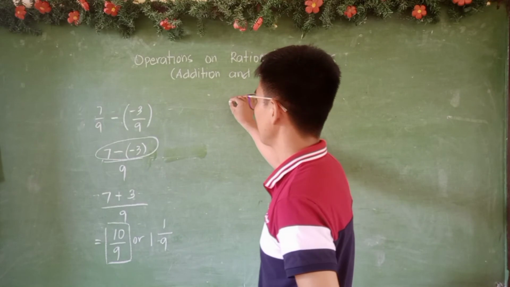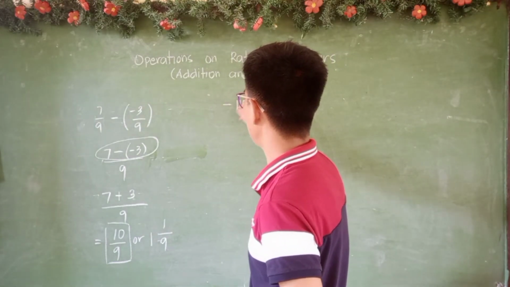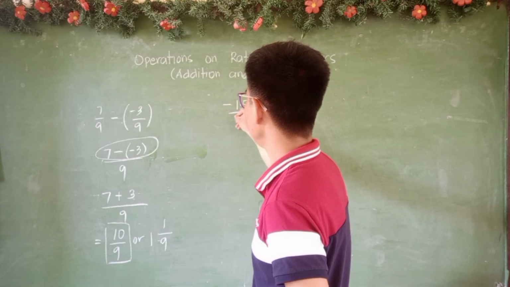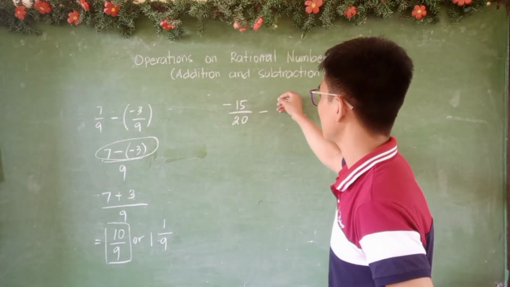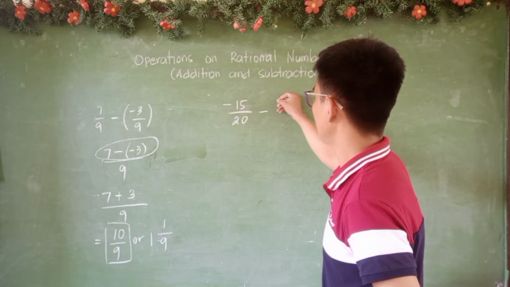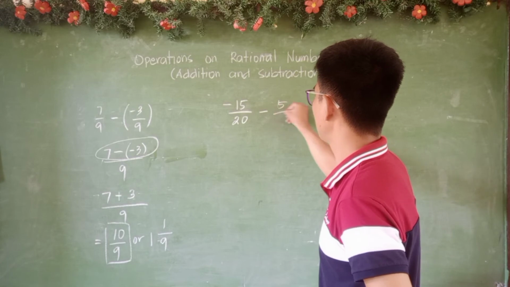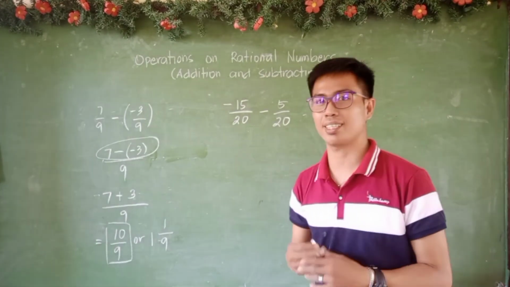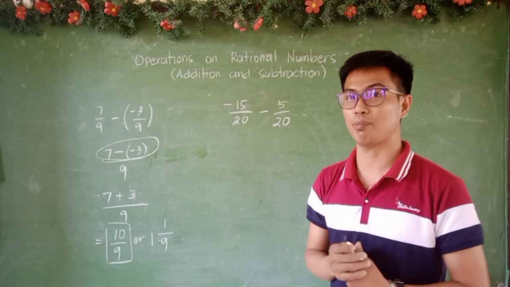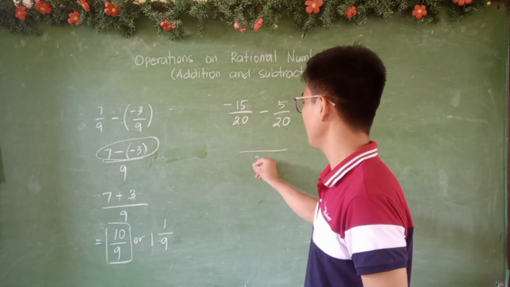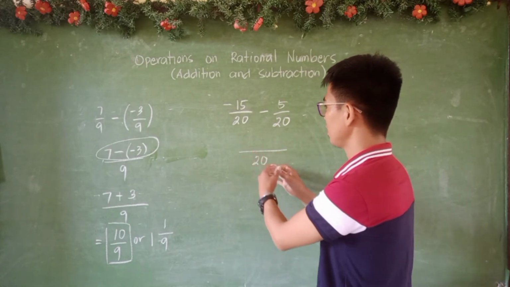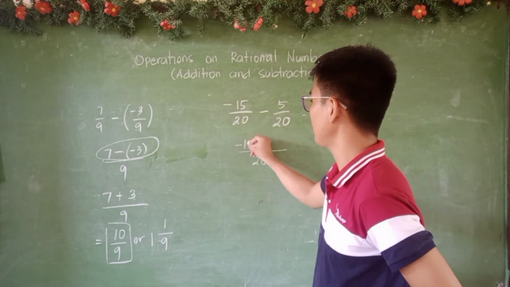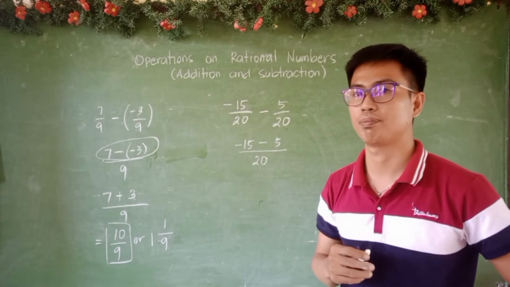So another example, so let's say we have negative 15 over 20 minus 5 over 20. Okay, so since parehas sila ng denominator, so what are we going to do? We just need to copy the denominator. So we have here 20. And then, so copy the numerator, so we will have negative 15 minus 5.